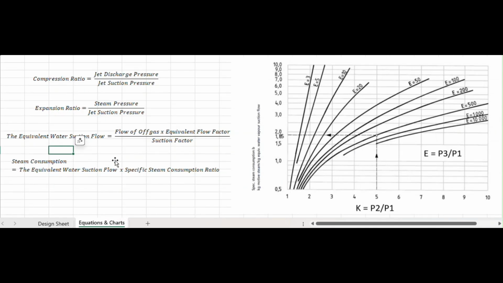and this ratio is what you're going to use for the graphs or the charts provided to find the info that you need. Okay. Now, so we have these two parameters. We need to calculate this equivalent water suction flow. Okay, and the equivalent water suction flow is basically your off-gas flow multiplied with 2 factors. And these 2 factors you could get from this graph here. There's one called the suction factor and the other one called the equivalent suction flow factor, okay?